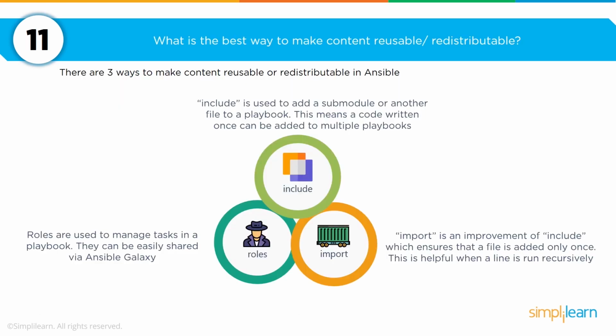So what is the best way to make content reusable and redistributable with Ansible? There are essentially three. The first is to include a submodule or another file in your playbook. The second is to import, an improvement of an include, which ensures that a file is added only once. And the third is roles to manage the tasks within the playbook.